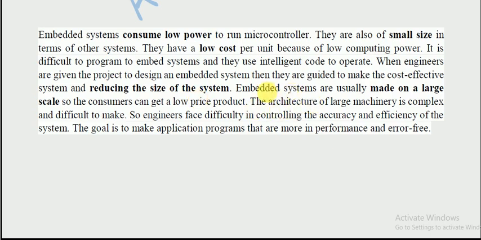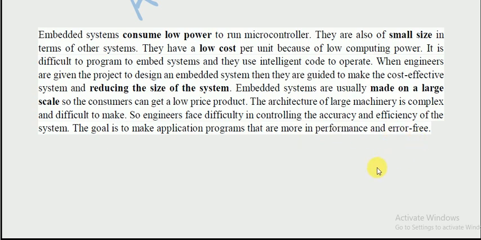Due to this, embedded systems are usually made on a large scale, so the consumer can get a low price product. The main characteristic or selling feature of any embedded system is that it should be cost effective and used in a scalable form. The architecture of a large machine is complex and difficult to make, so engineers face difficulty in controlling the accuracy and efficiency of the system. The goal is to make application programs that are high in performance and error free.